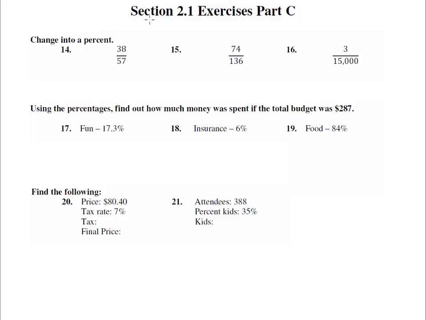Here we are in section 2.1 exercises, part C, numbers 14 through 21. Number 14, change into a percent. Now we have fractions, so they need to go into decimals, which we can do with a calculator. And then from the decimal, we'll move it two places to get the percent. So let's try that. 38 divided by 57 in a calculator.